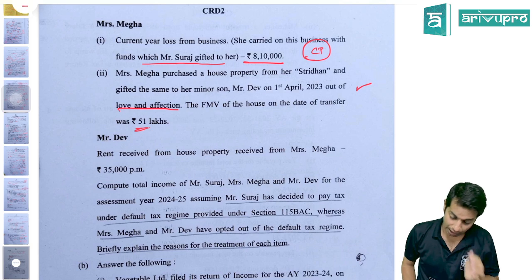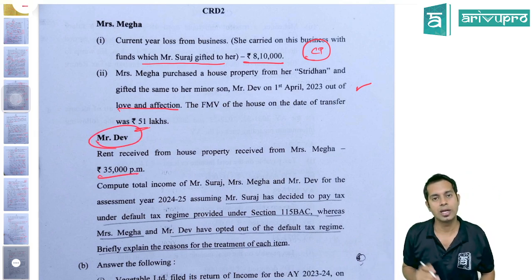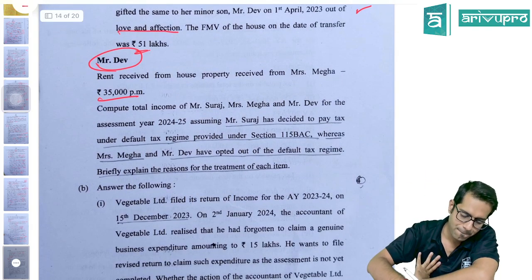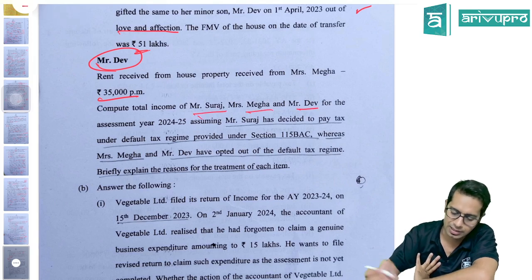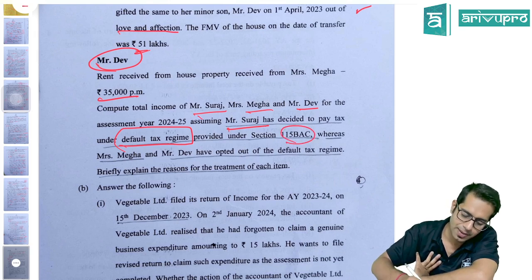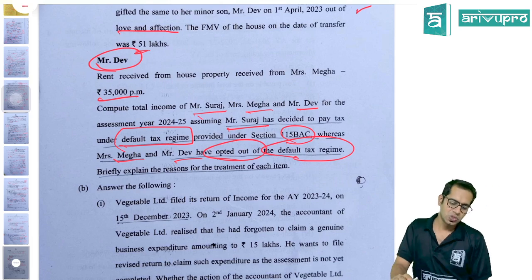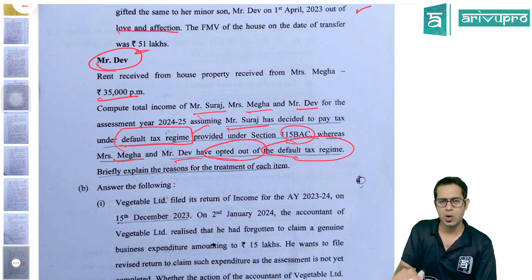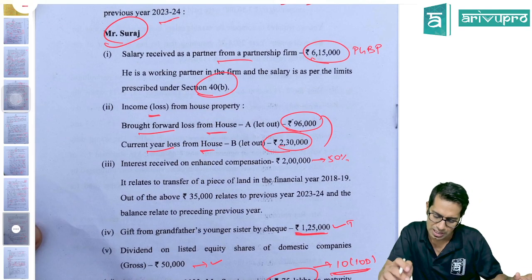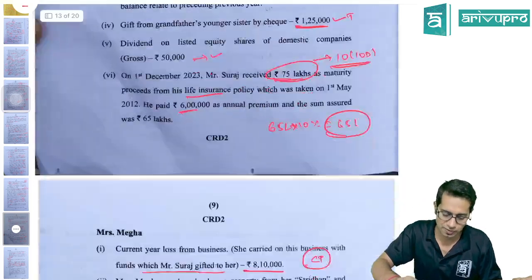Rent received from this house was 35,000 rupees by Dev. It will be clubbed in the hands of Mega, and she will also get the benefit of 1,500 clubbing of minor's income. Compute the total income of Suraj, Mega and Dev. And Suraj is opting for default regime, section 115BAC, and Mega and Dev are opting out of default regime. Fantastic provision it is. So this default regime point for Suraj is relevant only for one thing, that is set off of losses. Apart from that, there is nothing else which will be impacted because of the default regime.